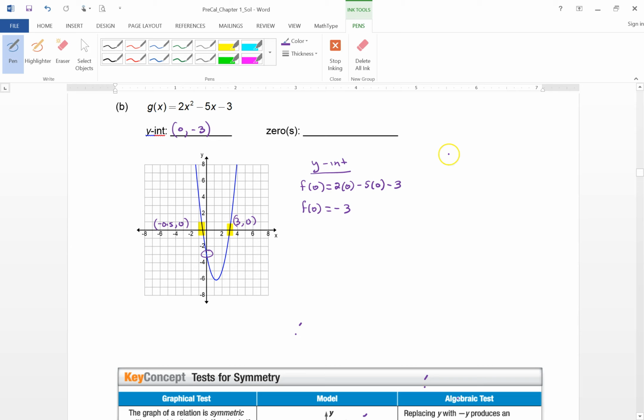Next, to find the x-intercepts, notice how it says zeros here, but I'm looking for the x-intercepts because they're synonyms. I could have also written roots or zeros, or solutions. To find the x-intercept, you set the whole function equal to 0.